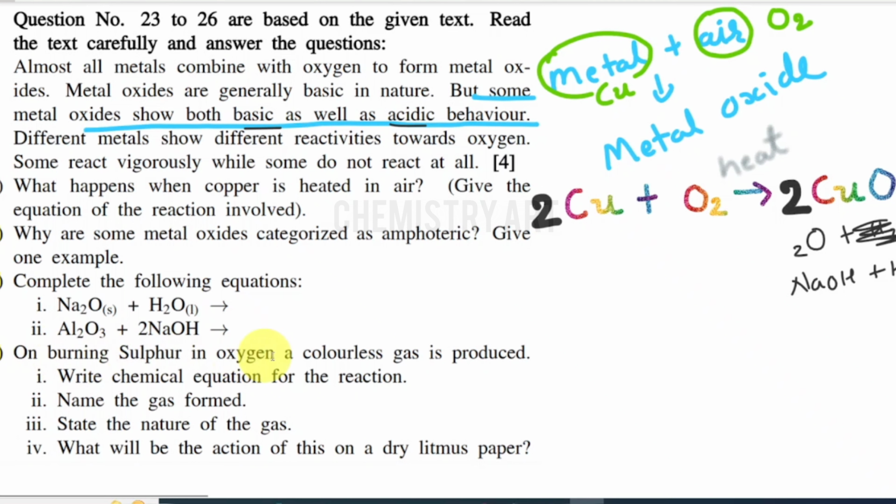On burning sulfur in oxygen, a colorless gas is produced. Now what is the question? So many questions are there here. The first question is to write the chemical equation for the reaction. When sulfur is burning with oxygen, a colorless gas is produced. So for that you need to write down a chemical reaction, meaning you must know what gas will form here. Then name the gas formed. Then state the nature of the gas and what will be the action of this on dry litmus paper.